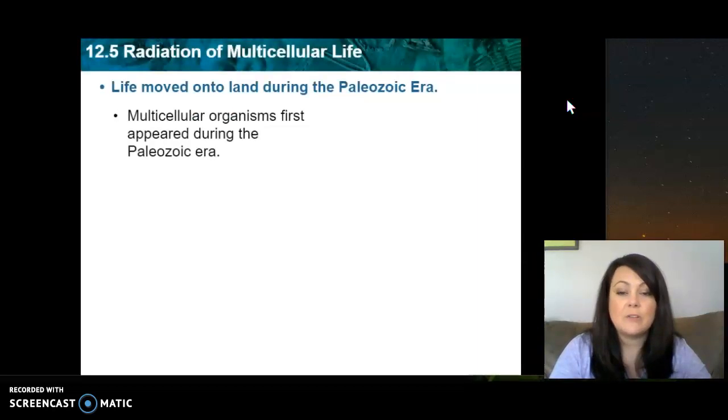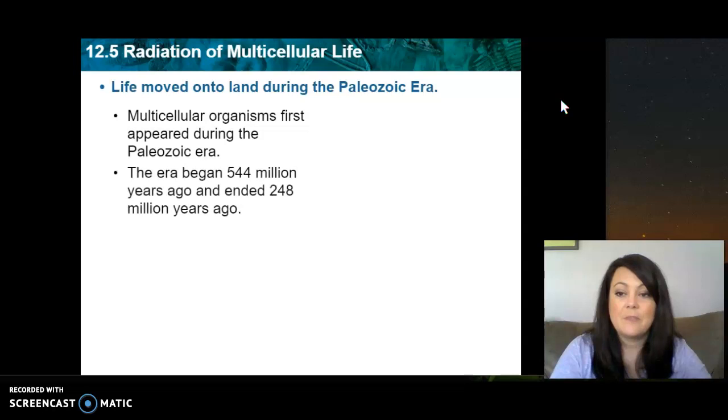Life moved on to land during the Paleozoic era. Multicellular organisms first appeared during the Paleozoic era. The era began 544 million years ago and ended 248 million years ago.